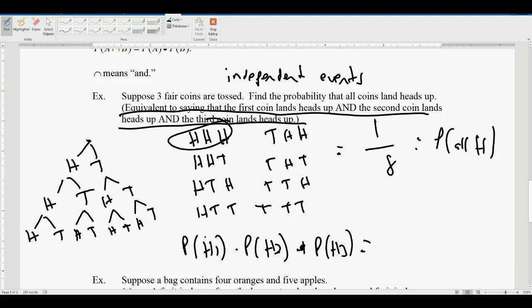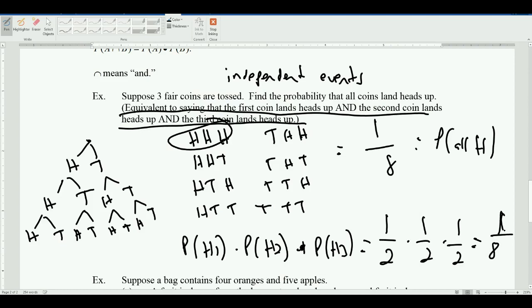Got that? If you do a single coin, how many ways can a coin land? There's 2 ways it can land. How many ways can it land heads up? 1. And the same thing for the second coin. The same thing for the third coin. When you multiply that out, 1 times 1 times 1 is 1. 2 times 2 is 4. 4 times 2 is 8.